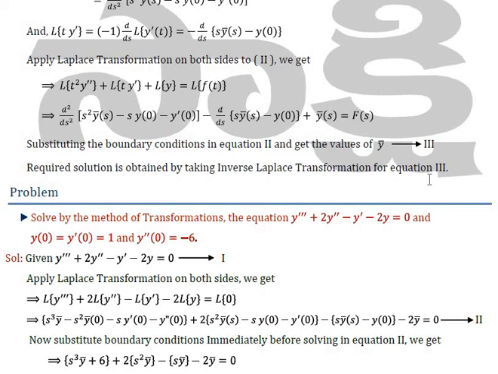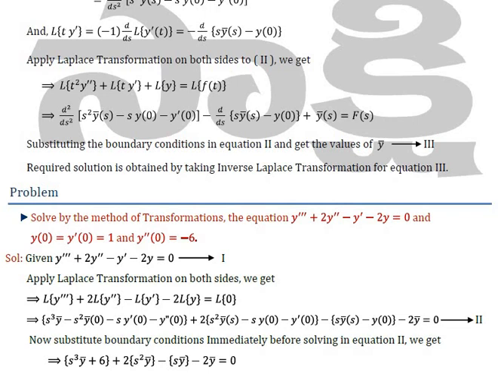At t equal to 0, the value of y is 1, the value of y dash is 1, and the value of y double dash is minus 6. So simply we proceed with the equation, taking Laplace on both sides. Laplace of 0 is 0. Now we use the formula for derivatives in the Laplace transform for L of y triple dash, L of y double dash and L of y dash to get equation number 2.